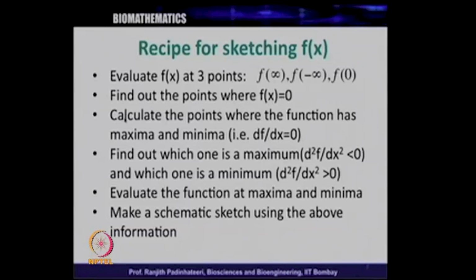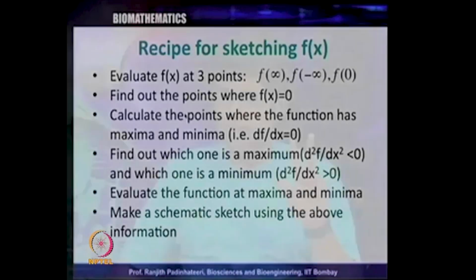The third thing is to calculate the points where the function has maxima and minima. Any function could have many maxima and many minima. As we learned in the last few lectures, the point where the derivative is 0 is either a maximum or a minimum. So, the third thing we want to find out is for what value of x the function has derivative equal to 0. That is the third point.